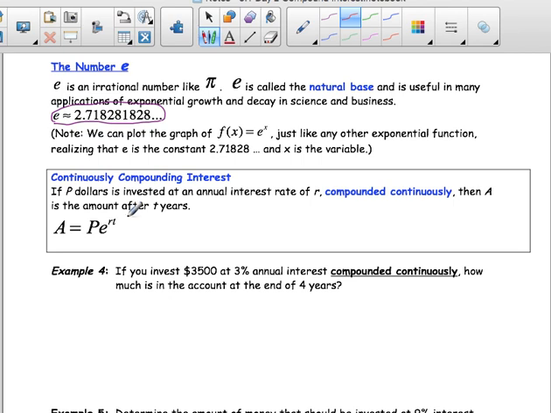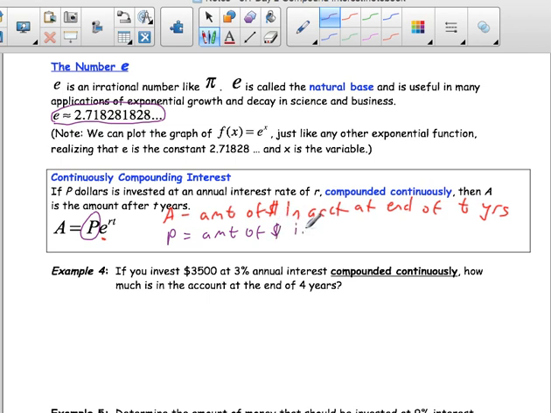If we have continuously compounded interest, that's a special application. In this case, we have to use the number e. And here's the formula: A equals P times e to the RT. A is the amount of money in the account at the end of the period of time, so the amount of money in the account at the end of T years. P is the amount of money you initially invest, so that's called the principal.